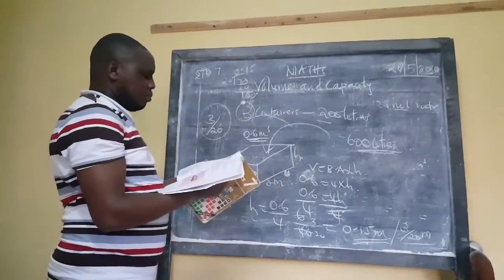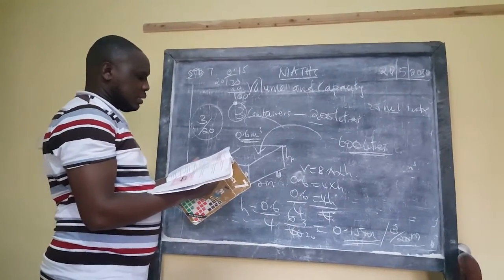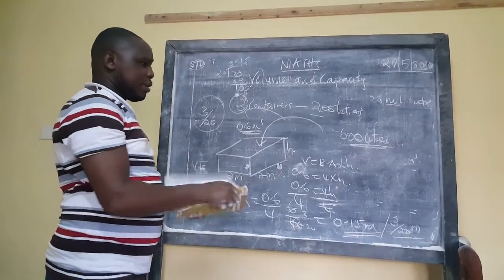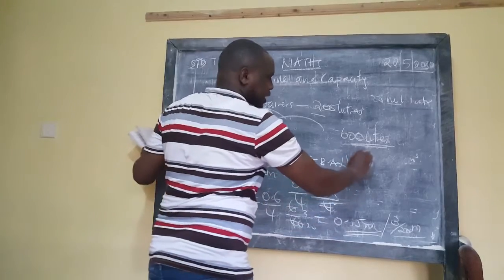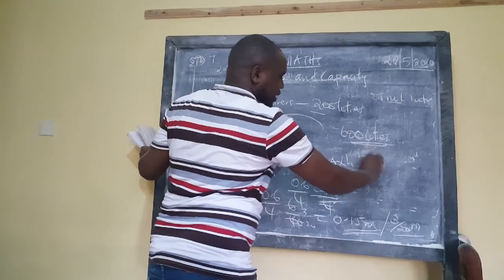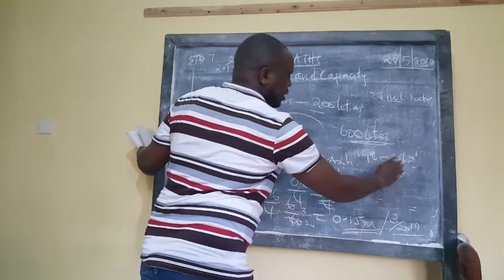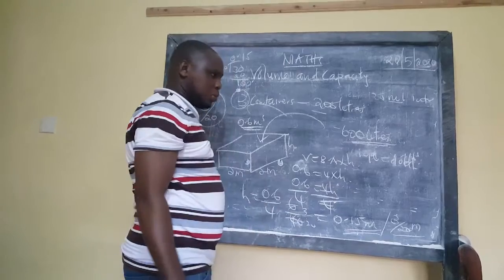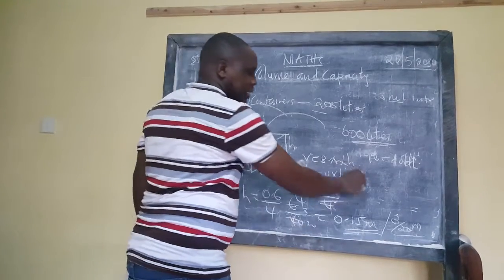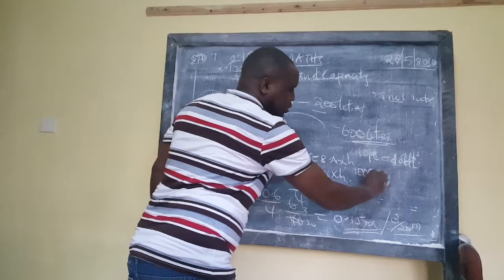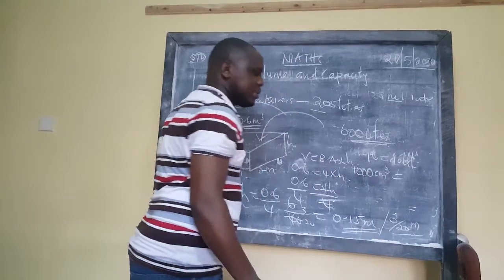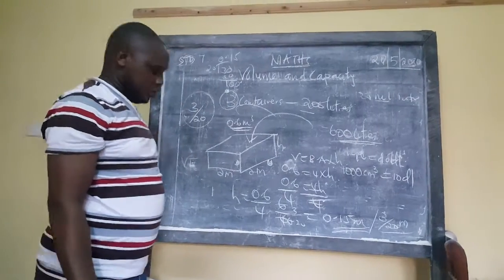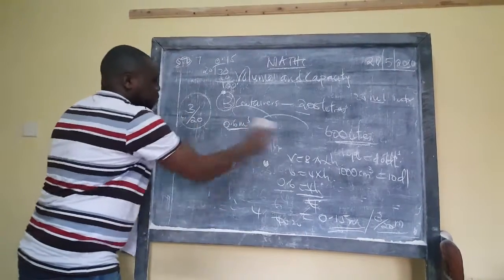Then I did not mention deciliters, which is very, very important. 100 cubic centimeters is equal to 1 deciliter. Remember what we said? 1 liter is equal to 10 dl. I want us to change this into cubic centimeters. 1 liter is equal to 1,000 cubic centimeters. So we say 1,000 cubic centimeters is equal to 10 dl. I want you to see where 100 is coming from.